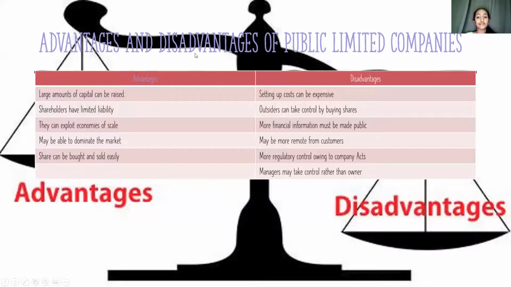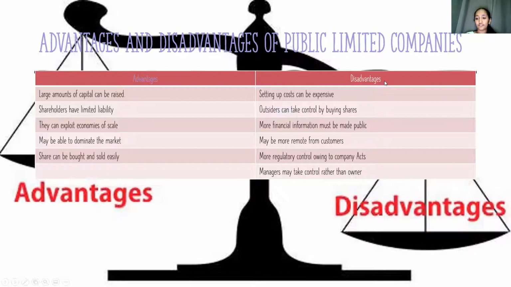Next, advantages and disadvantages of public limited companies. Advantages say that large amounts of capital can be raised, shareholders have limited liability, they can exploit economies of scale, may be able to dominate the market, shares can be bought and sold easily. Just to recap, limited liability means the owner can only give the money which was originally invested in the business if the company is in debts.